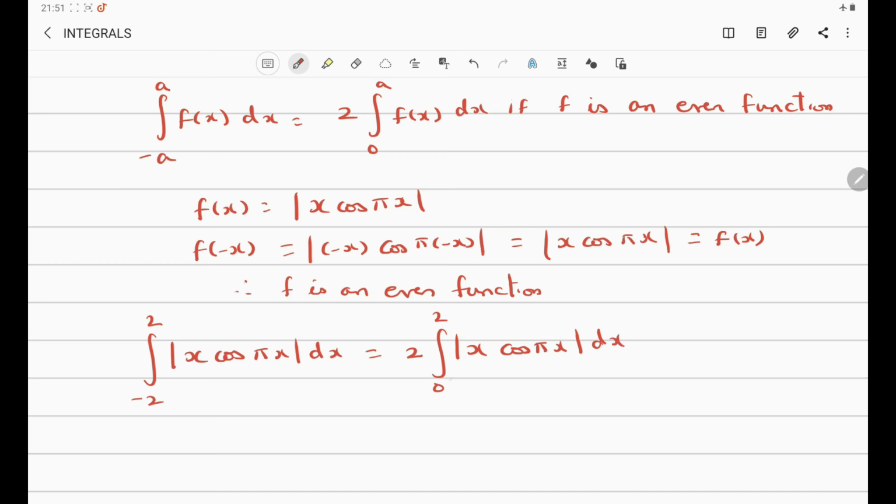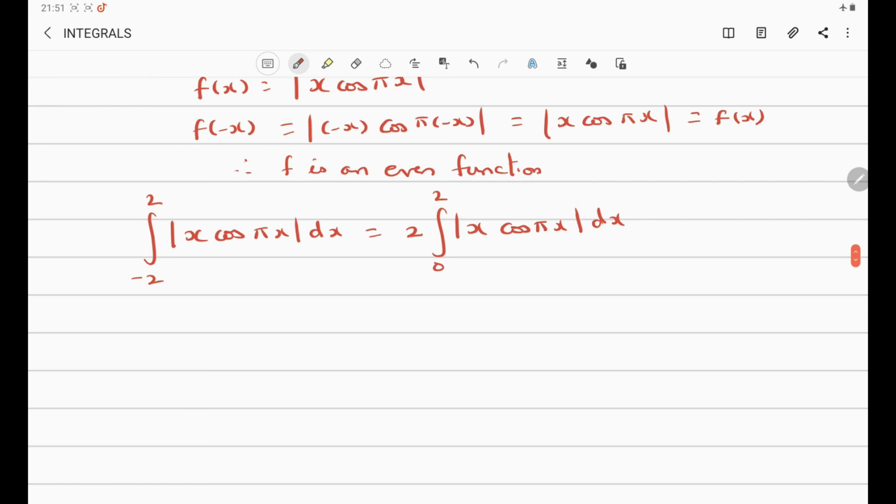Now we have to check in what intervals x cos pi x is positive or negative, and accordingly we get the sign. So let us see where cos pi x is positive or negative. Here we have to consider the x value from 0 to 2. So x lies between 0 and 2, so 0 less than x less than 2. Let us see in what interval pi x lies. Multiplying by pi, 0 less than pi x less than 2 pi, or pi x lies between 0 and 2 pi.